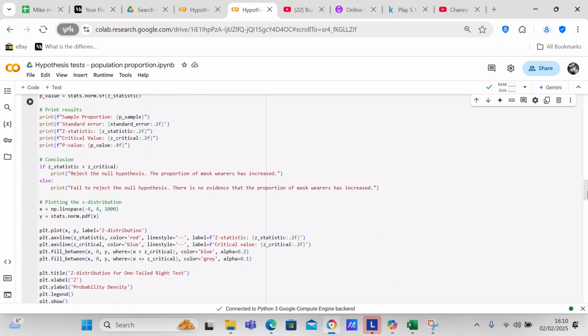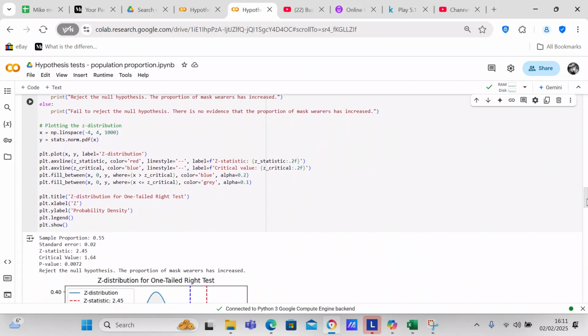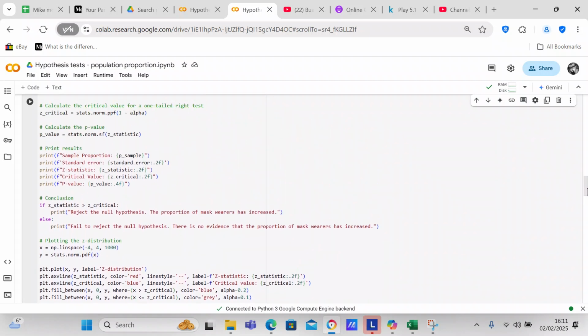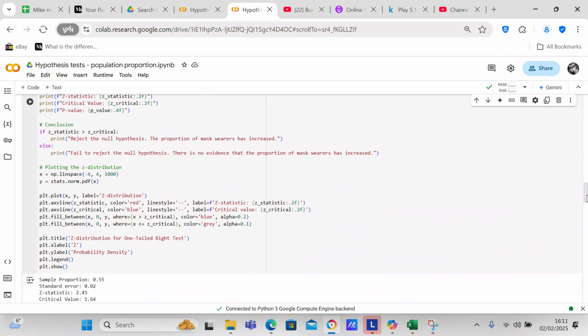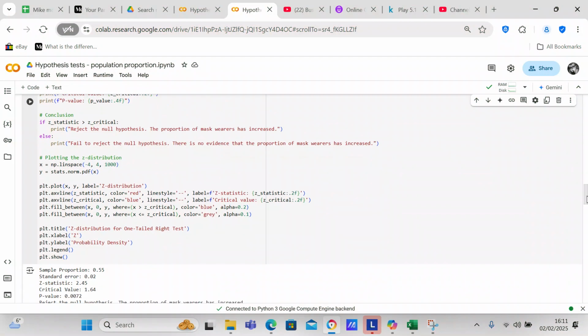But what we're going to do is, after we calculated all of the statistics, all of the variables, we're going to print them off. And we already have printed them off, and I've told you what the values are already. And so now what we're going to do is the conclusion. If z-statistic is greater than z-critical, you're going to reject the null hypothesis. The proportion of mask wearers has increased. Otherwise, you're going to fail to reject the null hypothesis. There is no evidence that the proportion of mask wearers has increased.